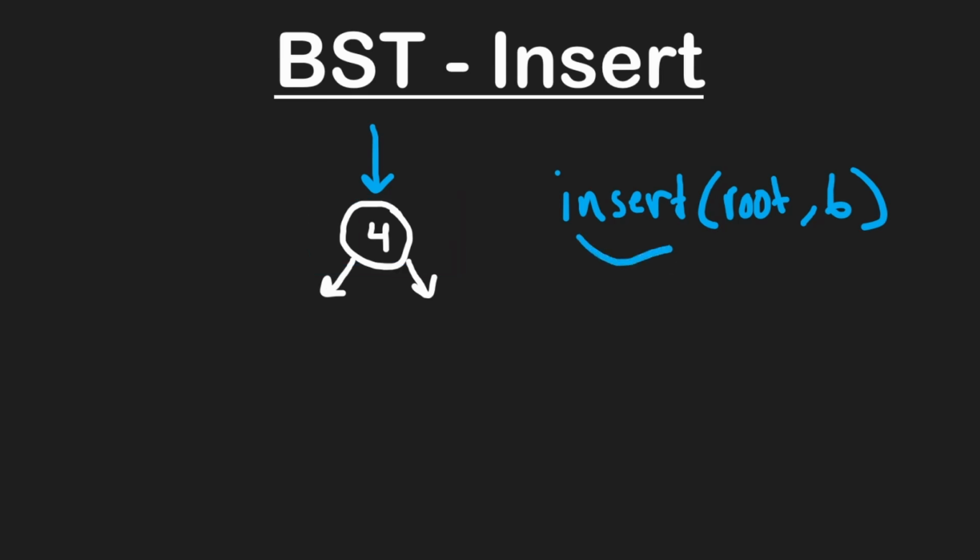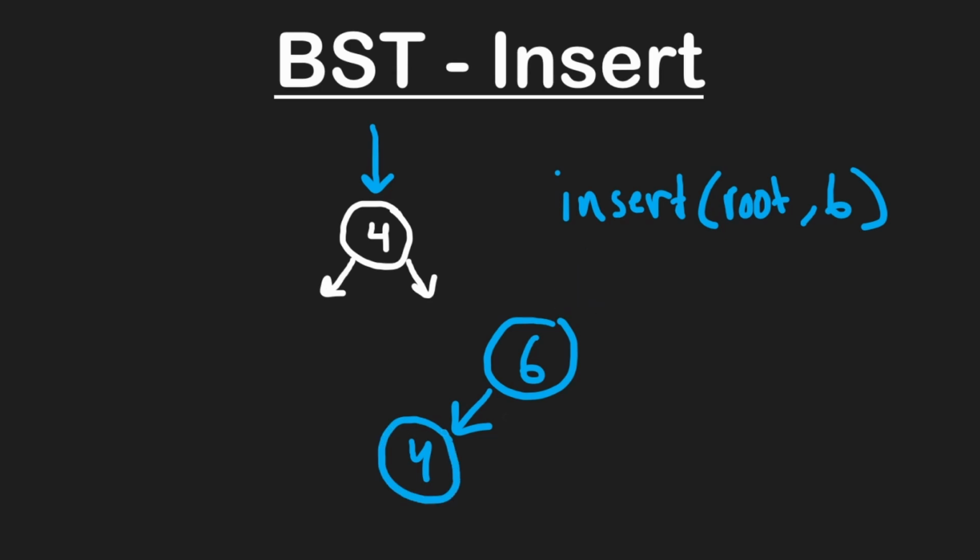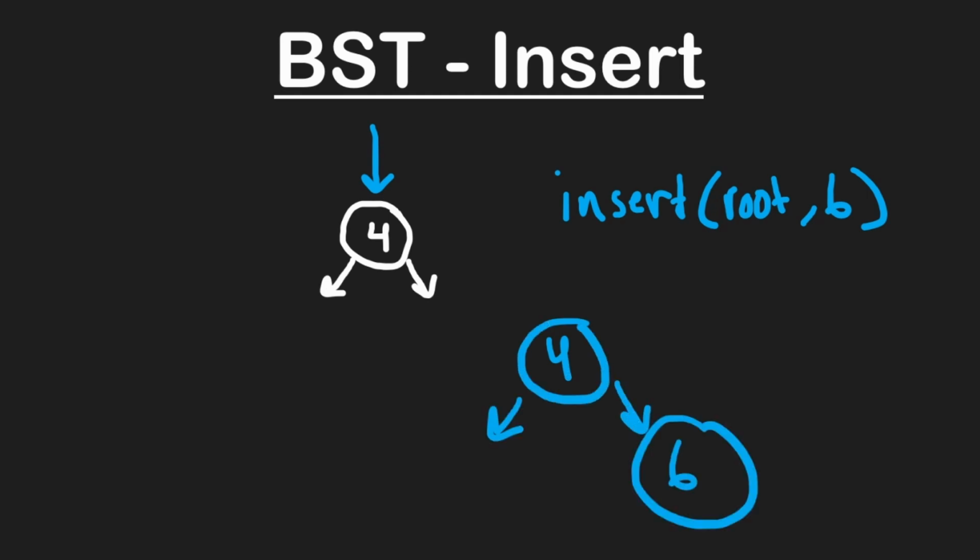Now, technically, there are two ways we could do this. There are two valid BSTs that could be the result. We could have a 6 as the new root node and then have a 4 as the left child of the 6. Because remember, all values in the left subtree should be less than the root node. All values in the right subtree should be greater than the root node. This satisfies that. Or we could have this, where 6 is actually the child.